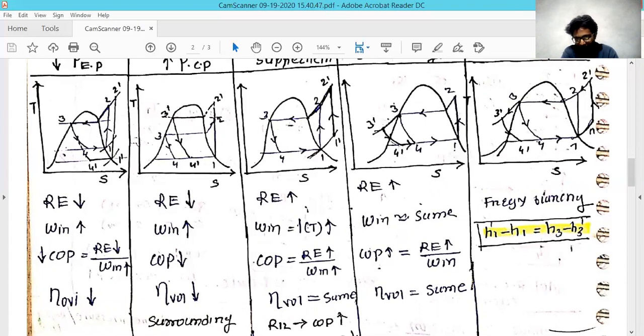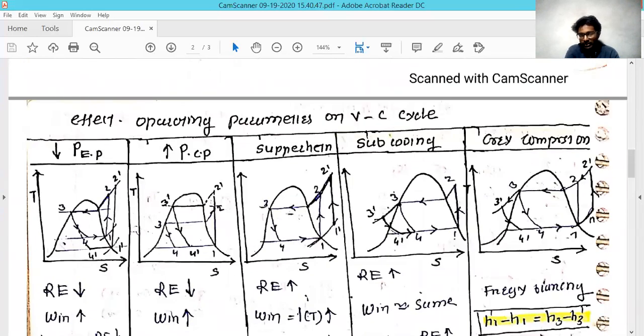To improve this cycle further, we add these two cycles together. In this cycle we are adding this to take advantage of the superheating and subcooling process. We add these cycles together and operate them, and because of that it improves the coefficient of performance of the cycle. And as we see from this diagram, the last one from the left.